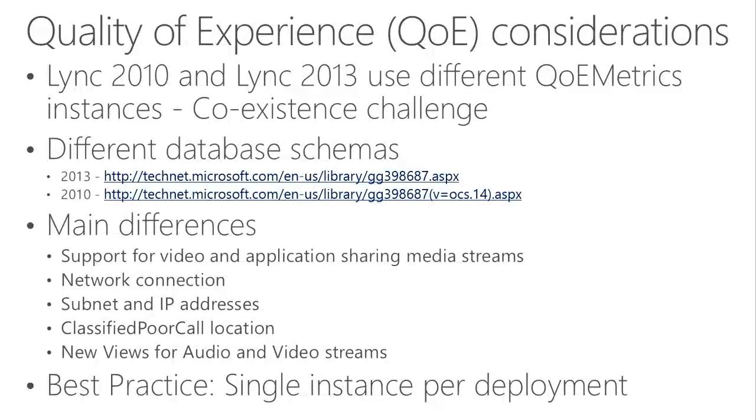The databases themselves also have different schemas, and I have listed the URLs there. So in 2013, we have some new stuff. The most important one is that we now support video and application sharing media streams. We have new ways of storing the network information, the subnet and IP addresses, to make it easier to work with. And as Andrew mentioned, we have the classified poor call flag.